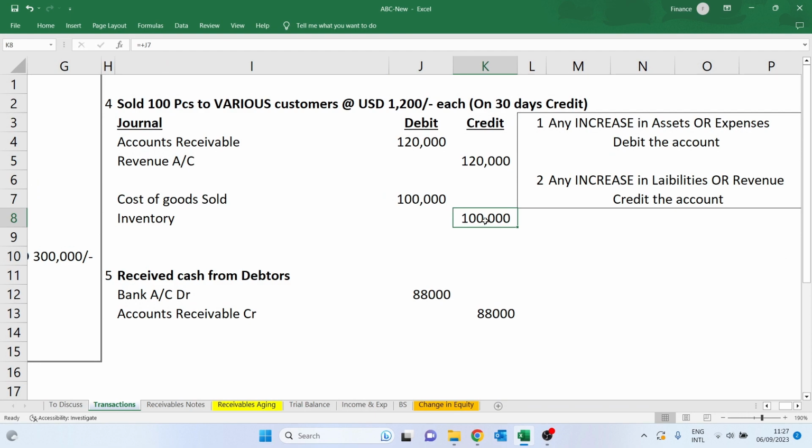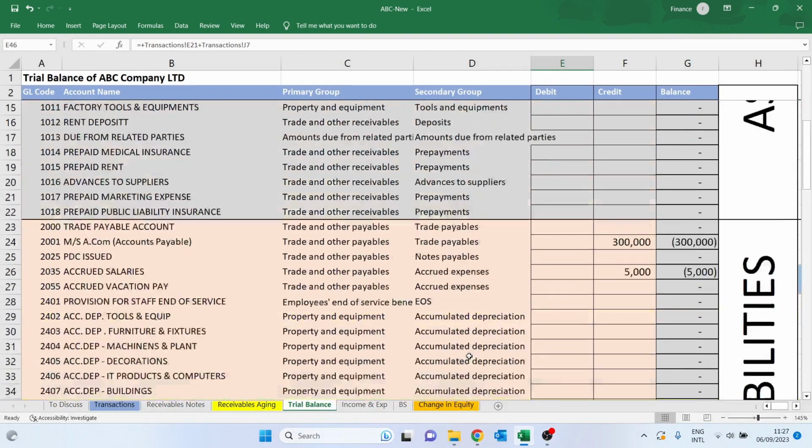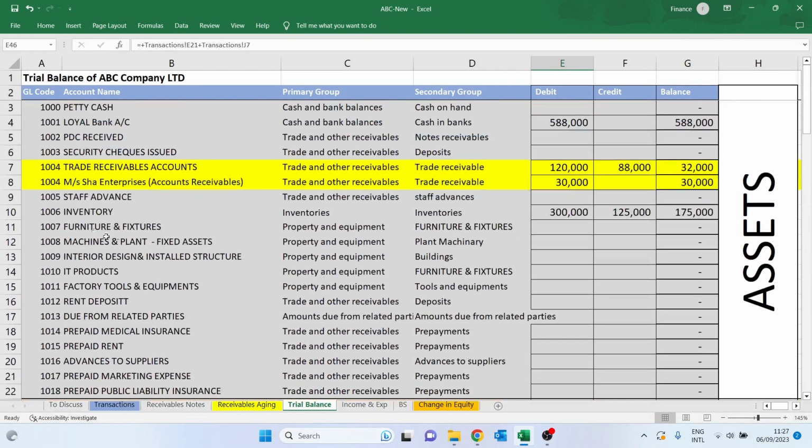And inventory will be credited. So in the trial balance, we go to the inventory and check whether it is credited with 125,000. Yes, we bought the inventory for 300, which is debited, and we sold the inventory, 125: 100 now and 25 for the earlier invoice. The sales of the earlier invoice I discussed in earlier videos.